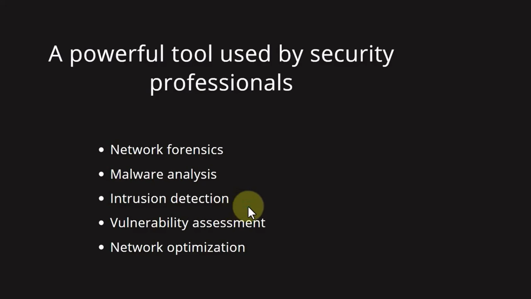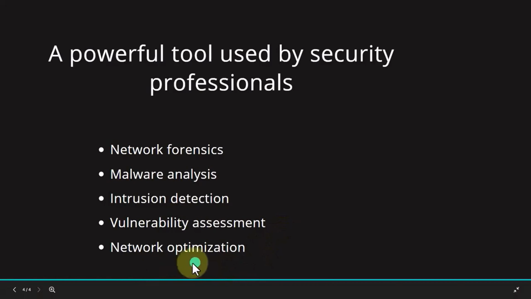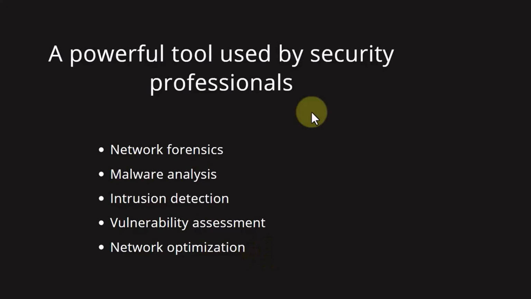Intrusion detection. Wireshark can be used to detect network-based attacks by monitoring network traffic for known attack signatures or anomalies. Wireshark can be used to identify vulnerabilities on a network by analyzing network traffic for known vulnerabilities or misconfigurations. Network optimization. Wireshark can be used to optimize network performance by identifying and resolving network bottlenecks or other issues.